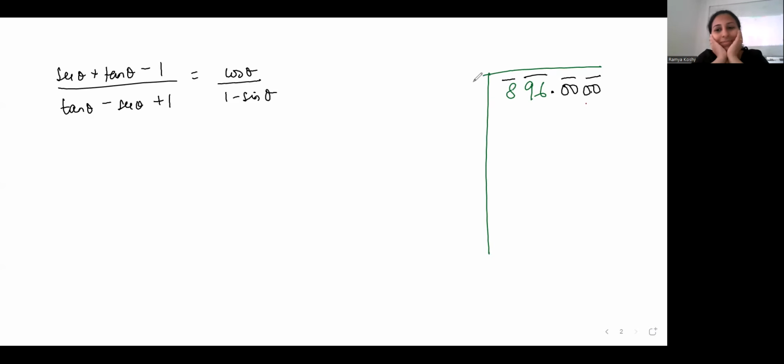Now we place 2 over there and then subtract. 4, because 4 is the square which is less than 8. So 2 into 2, 4. You get 4. 96. Here you add 2. Then 43.